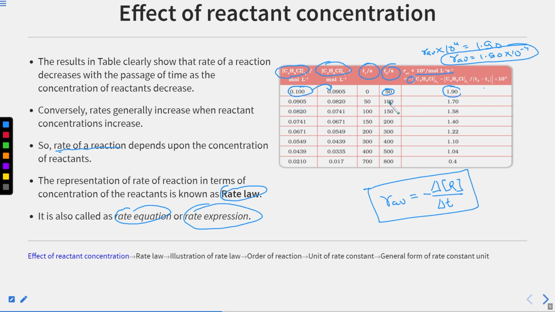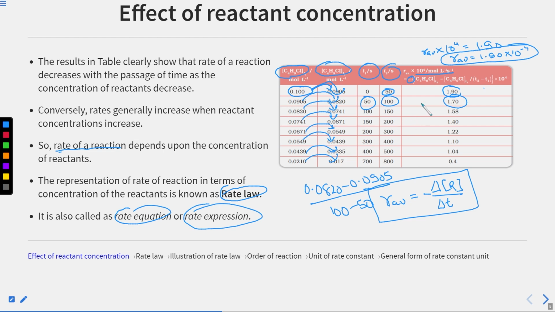Similarly, if you take another time instant, going from 50 to 100, then again you will subtract 0.0820 minus 0.0905, divided by 50, or you can say 100 minus 50. Again you would get 1.70. So you can see one more thing: the reactant concentration is slowly decreasing. We are going from 0.1 to 0.0905, then 0.0905 to 0.0820, then 0.074. So we are decreasing the concentration of reactant one by one.